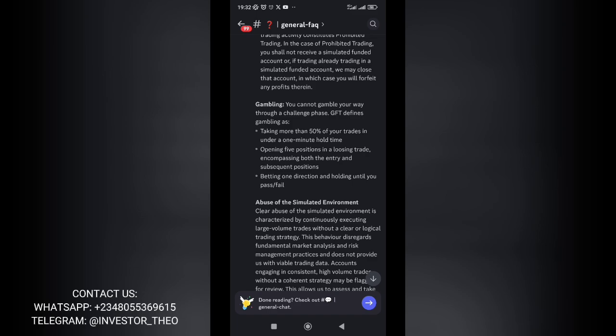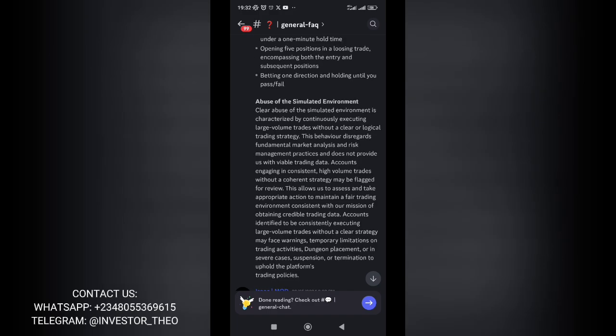So those of you that always enter, it's not your normal account. Some of you want to enter one lot as your normal trade, entering lot size, right? But you now decide to open 0.2, 0.2, 0.2, 0.2, 0.2. If you do that on GoFunded Trader and all those five trades hit SL, normally it's one lot that's supposed to be the SL, but since you hit SL like that, you lost the account, because they'll see it as you opening five positions in a losing trade, covering both the entry and subsequent positions. So these are things that some of you don't consider, right? Because they have terms and conditions they work with.